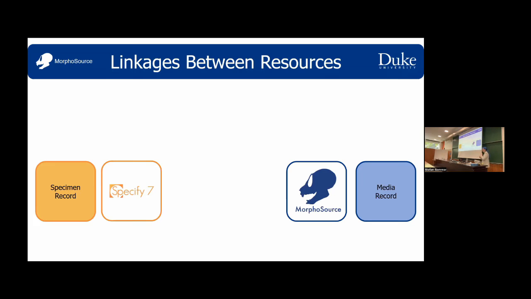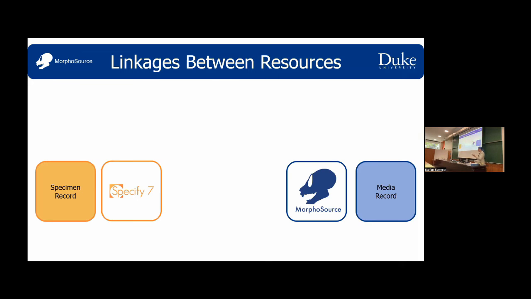And one of the things that API allows us to do, and this is sort of perfectly balanced between things we are currently doing and things we are going to do in the future, is that we always want to have maximal linkages between MorphoSource and other digital biodiversity resources.